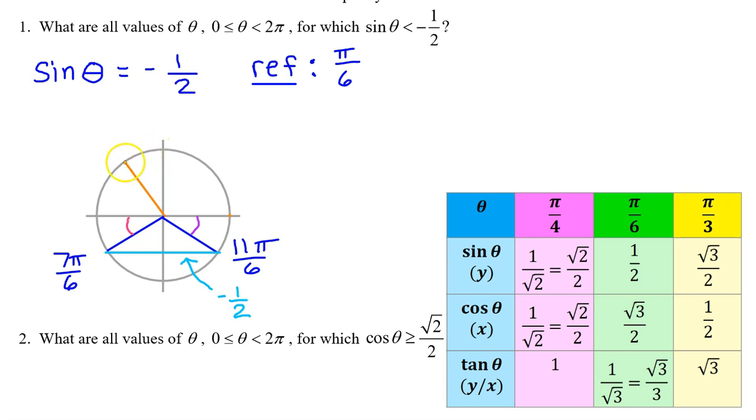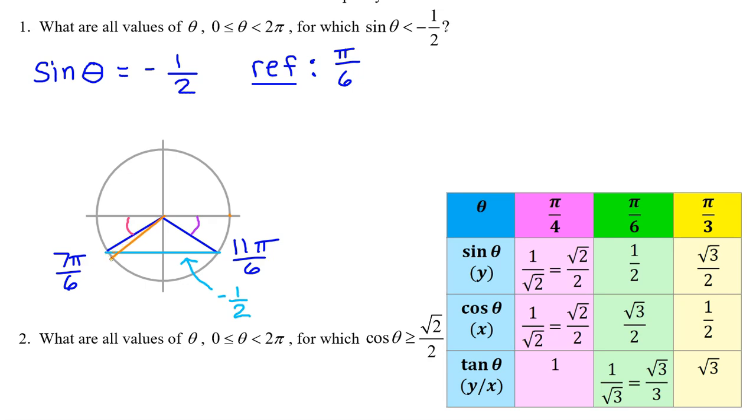Notice that the endpoint is still above -1/2, until we get to right here. At an angle of 7 pi over 6, the vertical displacement is exactly -1/2. This is still not a solution yet, because we want the vertical displacement to be below -1/2, not equal to.